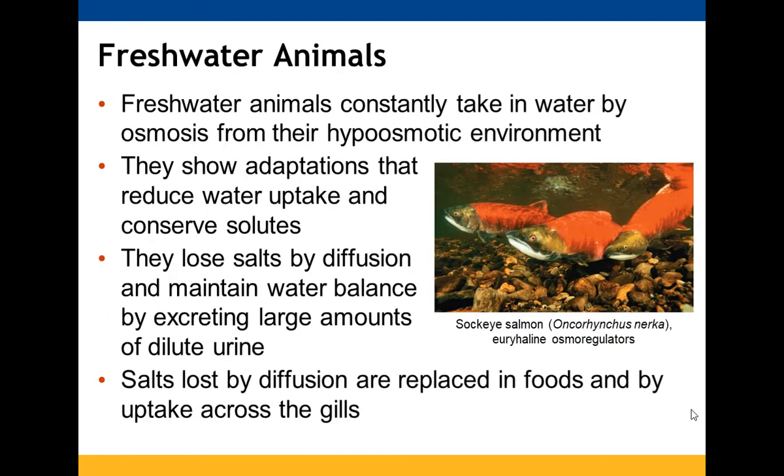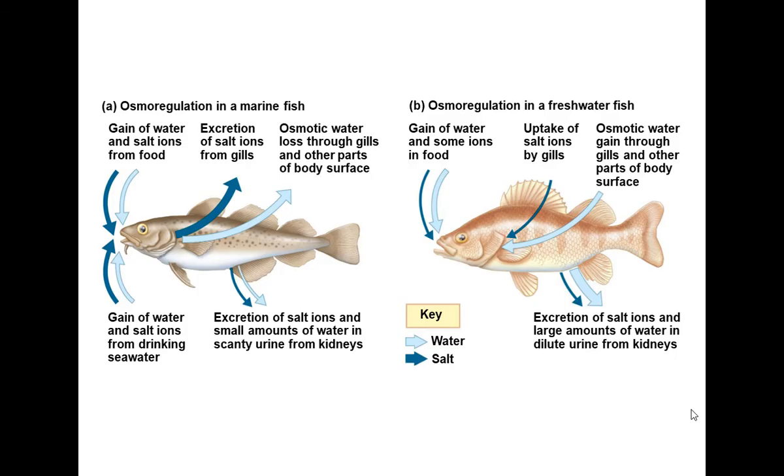While freshwater animals are in a hypoosmotic environment, so they are constantly taking water in. So they want to try to minimize how much water they're taking in and not lose solutes. So they do lose some salts from diffusion, and they help to keep the water balance under control by excreting lots of dilute urine. The salts get replaced by foods and they get taken up through their gills. So there's your marine fish and there's your freshwater fish.